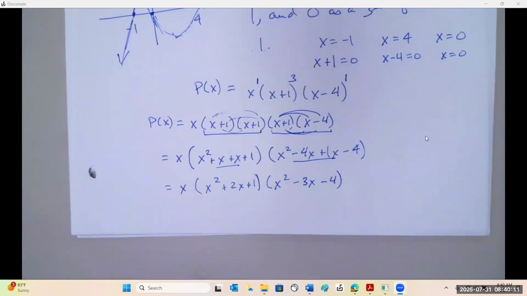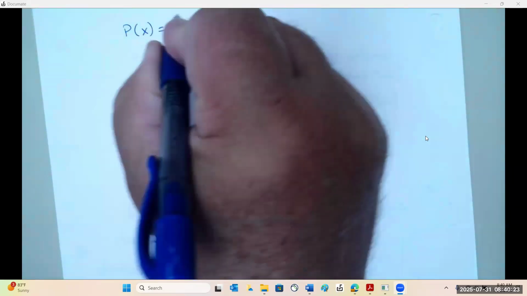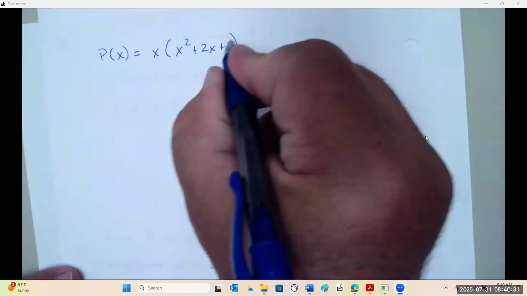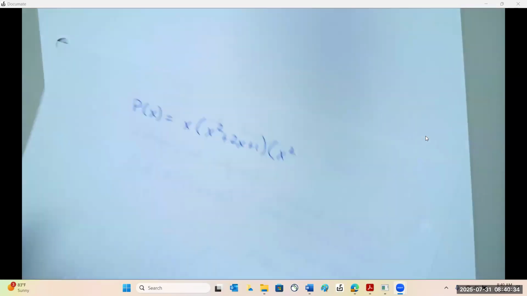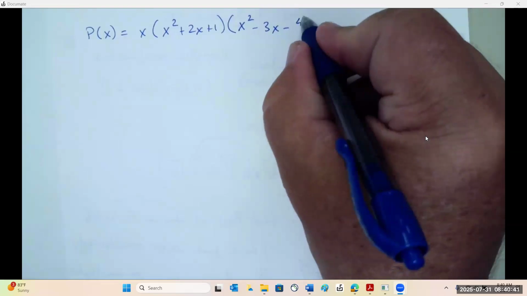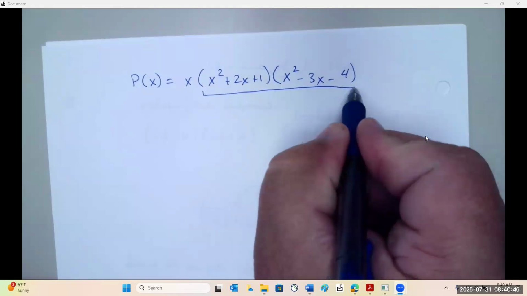Hopefully everybody doesn't have to bobblehead their way through this one. You could do it yourself. So my next step is x squared plus 2x plus 1 times x squared minus 3x minus 4. Now I multiply these 2 together.